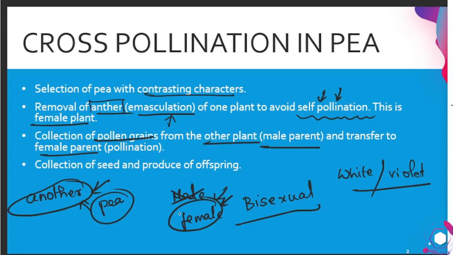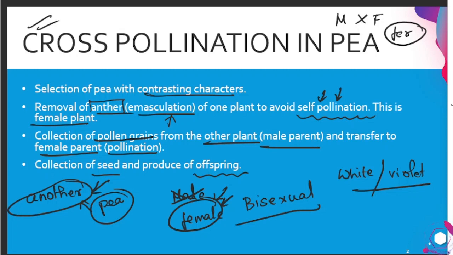You are transferring it to the female parent. So surely, when you transmit it to the female parent, and the male parent is crossed with the female parent, what happens? Pollination will occur, and once pollination occurs, fertilization will directly take place and the seed will be formed. That produced seed you are going to collect, and you are going to get the new offspring from that. So this is the process by which you do cross pollination in the pea plant.